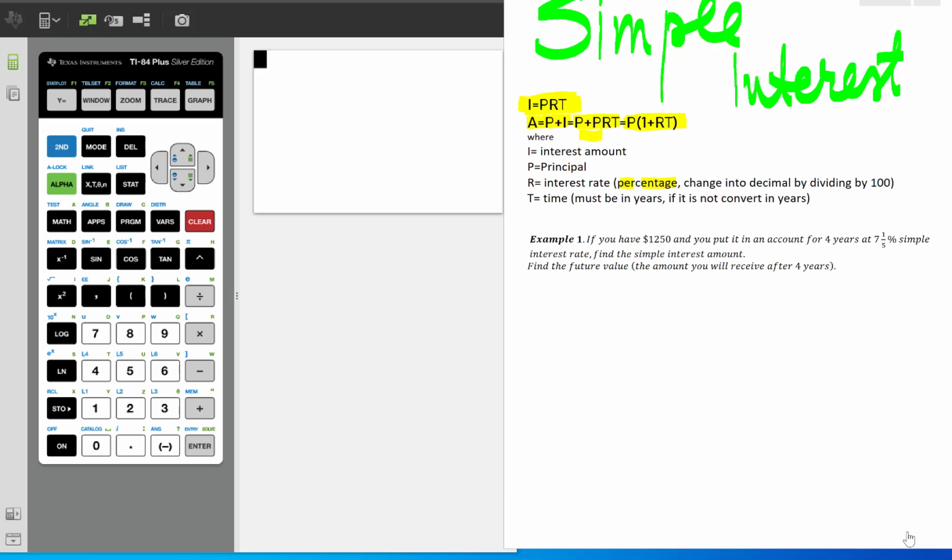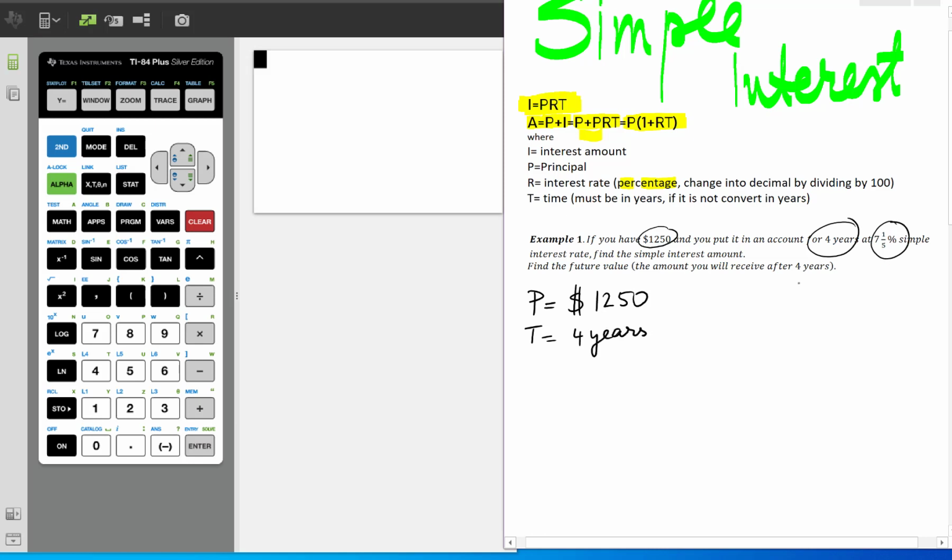The very first problem says if you have $1,250 and you put it in an account for 4 years at a 7 1/5% simple interest rate, find the simple interest amount and also find the future value, the amount you will receive after 4 years. First let's write what is given. The principal is 1,250. You put it in an account for 4 years, so time equals 4 years. The interest rate R equals 7 1/5%.